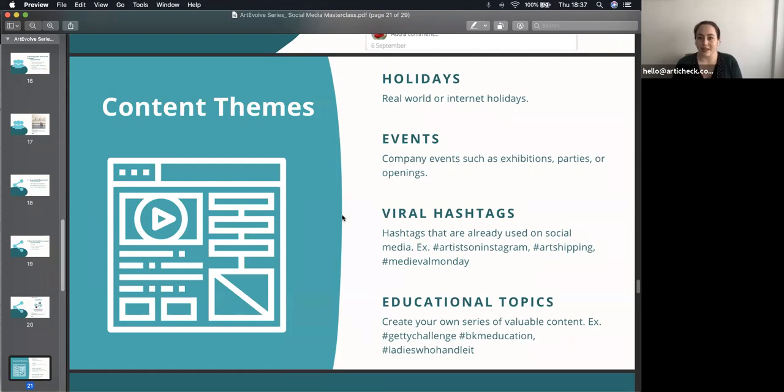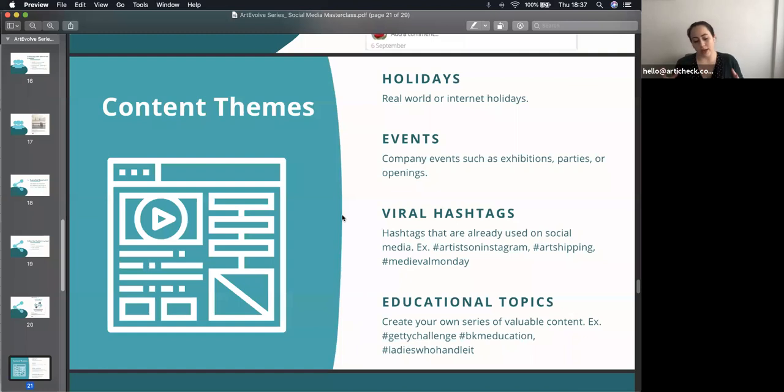And then Ladies Who Handle It. I don't know if we have any handlers here, but this is something that is popular for women art handlers. And they use this hashtag whenever they're posting pictures of themselves handling artwork. So, there's a lot of educational topics that you can create yourself that don't necessarily have to relate to holidays, events, or viral hashtags.